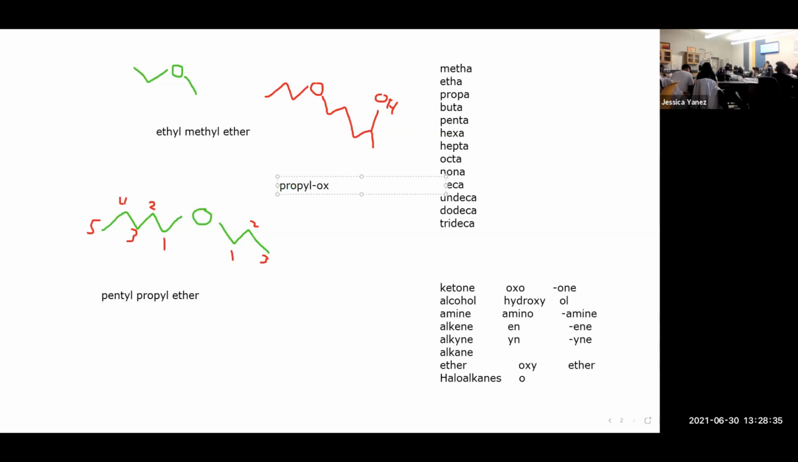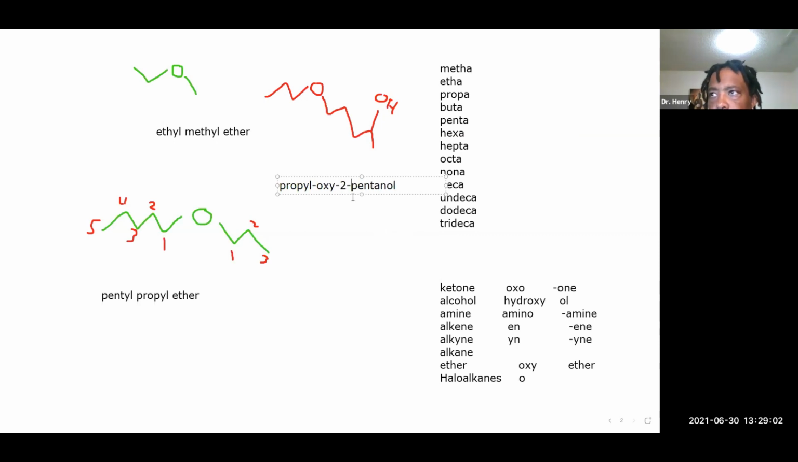Penta. Oxy. And the other side you said is penta, 1, 2, 3, 4, 5. So then that guy will be propyl oxy pentanol, and it would be off the second carbon. So propyl oxy 2-pentanol. So this side is the pentanol, that's the oxy, on the other side is the propyl. Does that make sense?